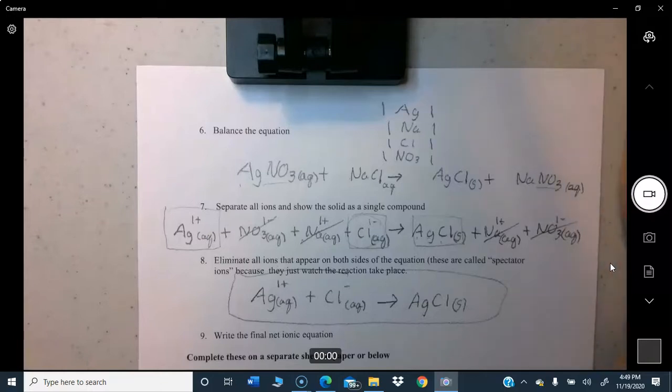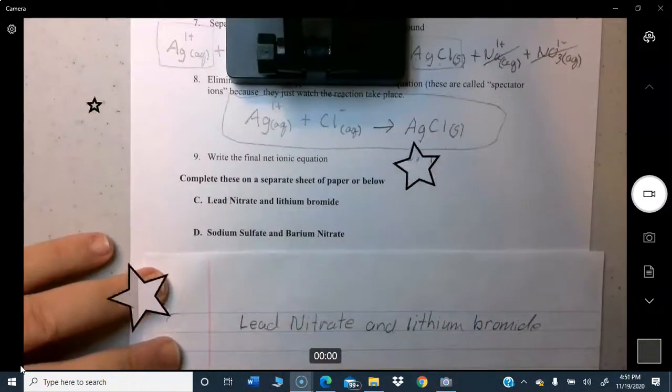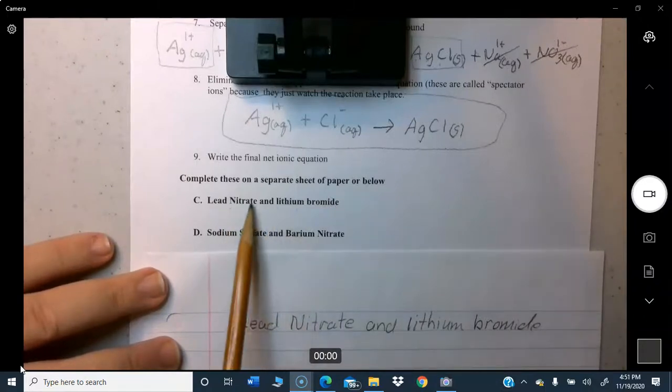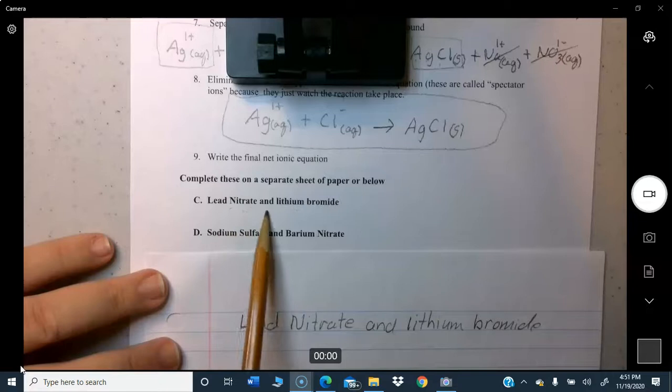Okay, I'll do one more of these for you, and then I'll give you just the final answer for the last one that you can do by yourself. Okay, so the next one you're going to do on a lined piece of paper. That's the reaction. Be sure you have this reaction on your sheet. I know I made one correction earlier. I can't remember if I corrected these. So be sure you have lead nitrate and lithium bromide. Those are the two that we're going to do.